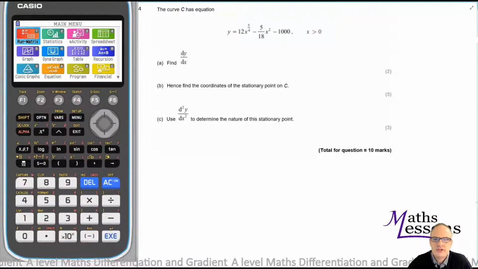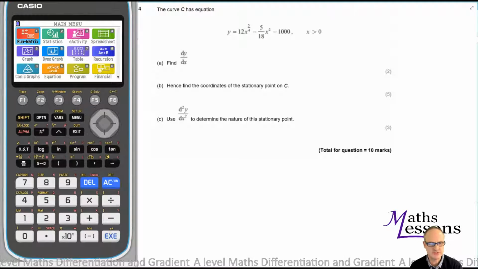We're going to be looking at differentiation and gradient. And our first question we've got on the board today is this one. It's a 10 marker, but this is previously an AS question, so it should be quite straightforward for year 2 mathematicians. So I'm going to give you 5 minutes to have a go at this one.